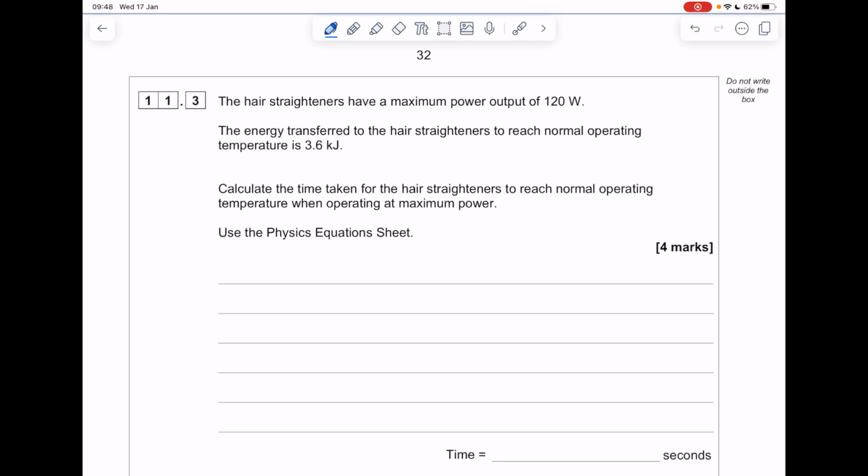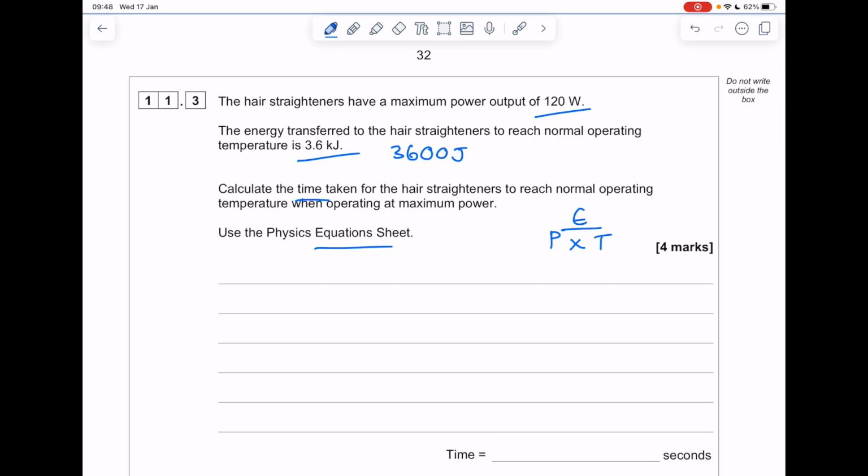The hair straighteners have a maximum power output of 120 watts. The energy transferred to the hair straighteners is 3.6 kJ. Calculate the time taken for the hair straighteners to reach the normal operating temperature when operating at maximum power. Use the physics equation sheet.